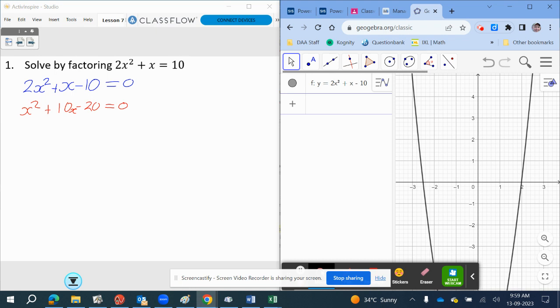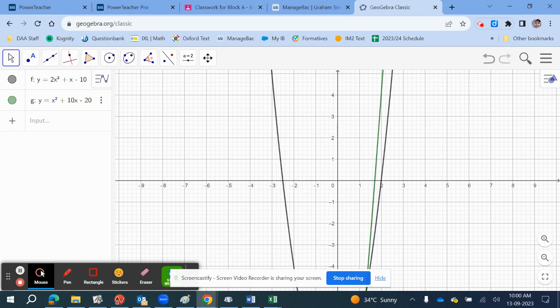This second equation that a few of you are writing, y equals x squared plus 10x minus 20. If we look at the graphs here, we're only interested in the roots. Do they have the same roots? Then it's not the same equation, or it's not an equivalent equation. You can't go from that equation to that equation because they're not the same thing. They would have the same roots.